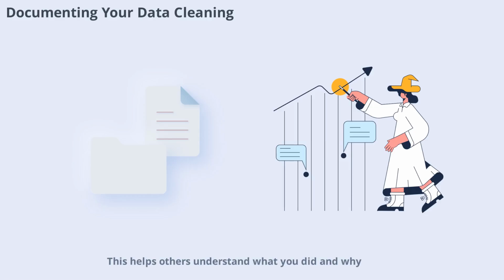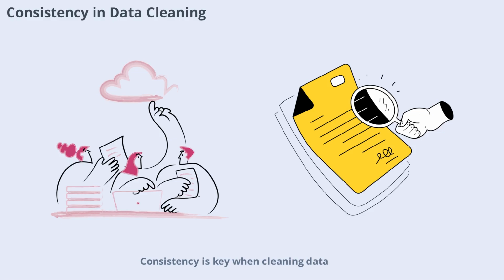This helps others understand what you did and why, and ensures your analysis can be reproduced or reviewed later. Good documentation is a hallmark of professional data analysis. Consistency is key when cleaning data. Apply the same rules and methods throughout your dataset to avoid introducing bias or errors. This makes your analysis more reliable and your results easier to interpret.